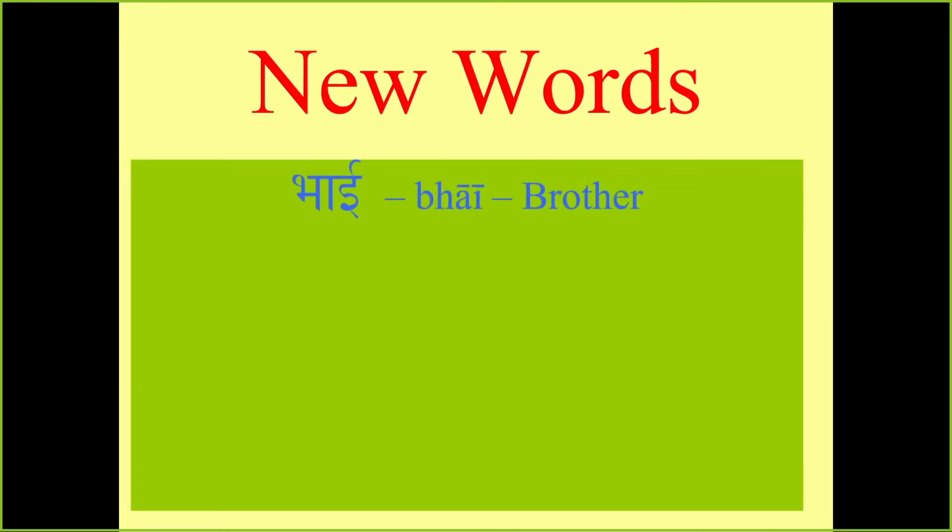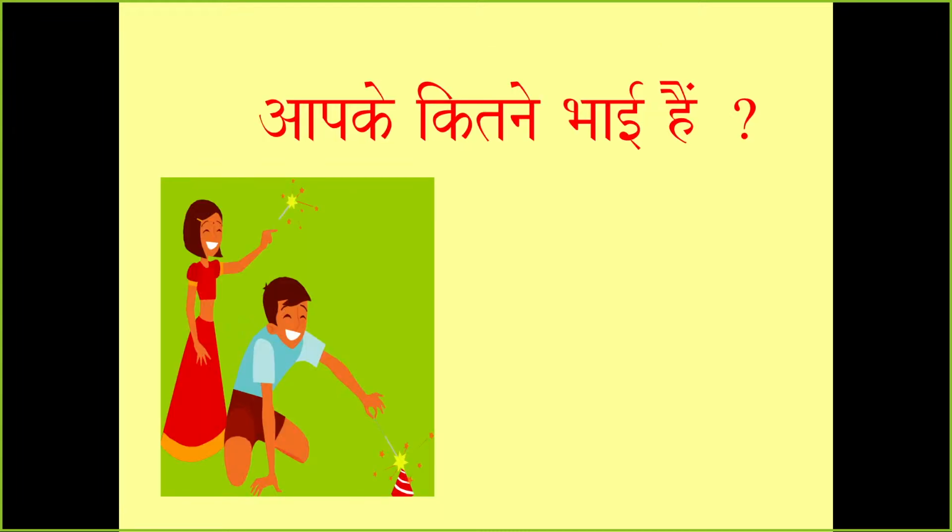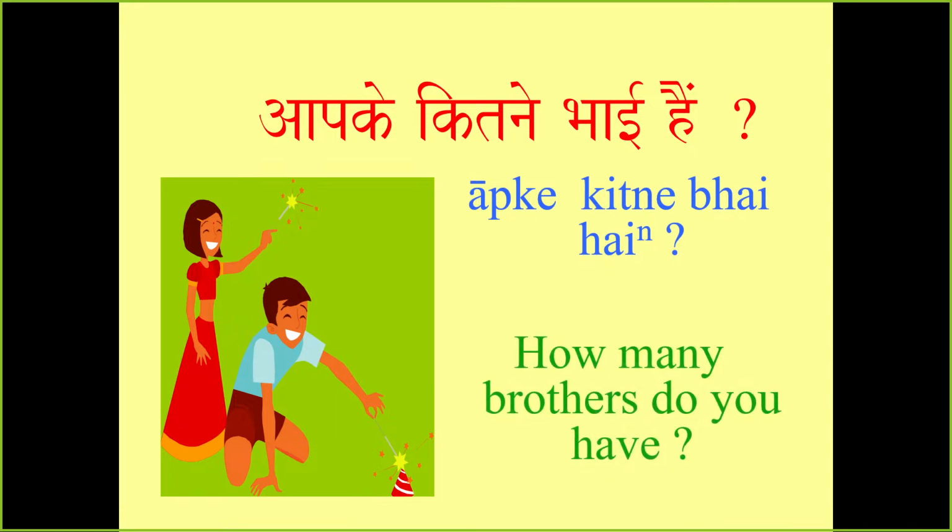Okay. So what new word did we learn? No, we did not learn this word, but let's learn it. Bhai. Bhai means brother. And then behen. So Kavina, repeat with me. Bhai, behen, kitne. Kitne means how many, or how much. So let's read this, Kavina. आपके कितने भाई हैं? So how many brothers do you have?